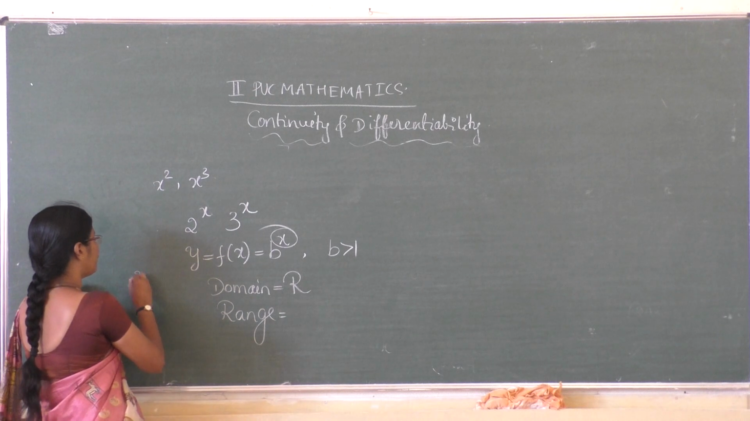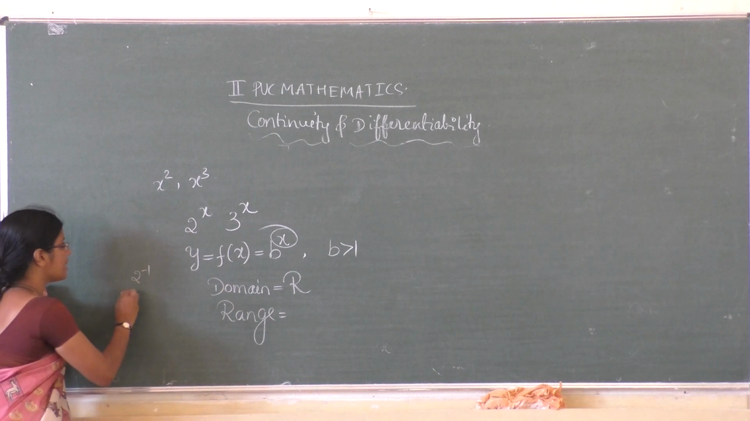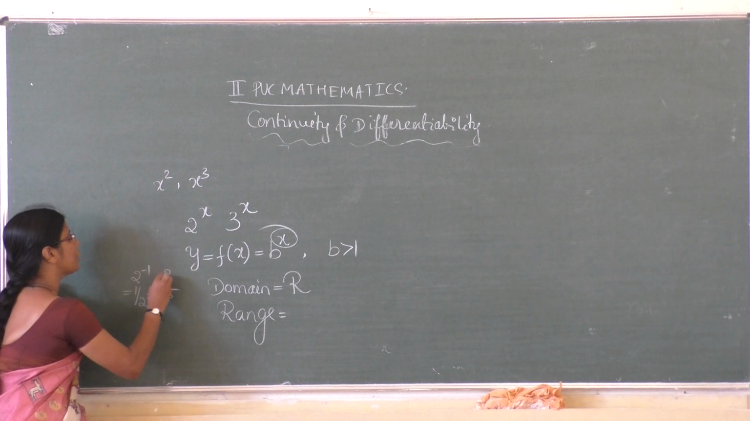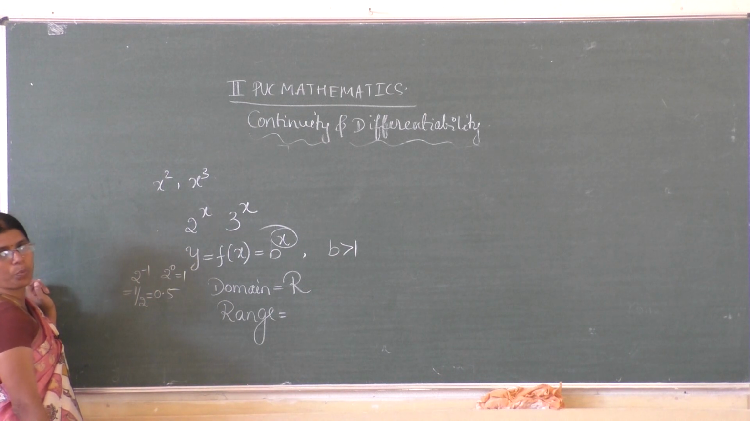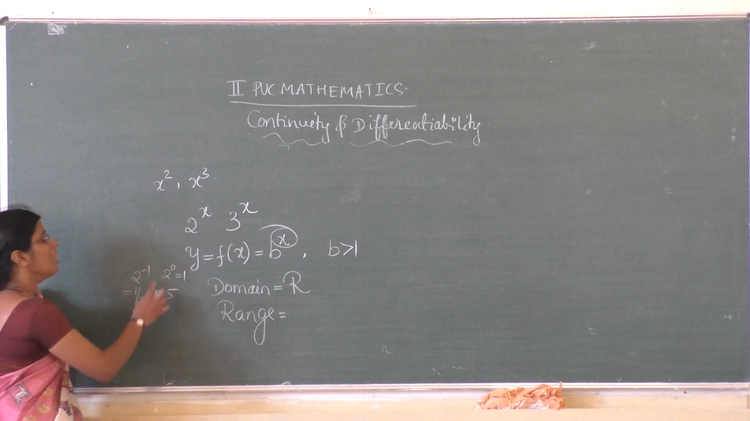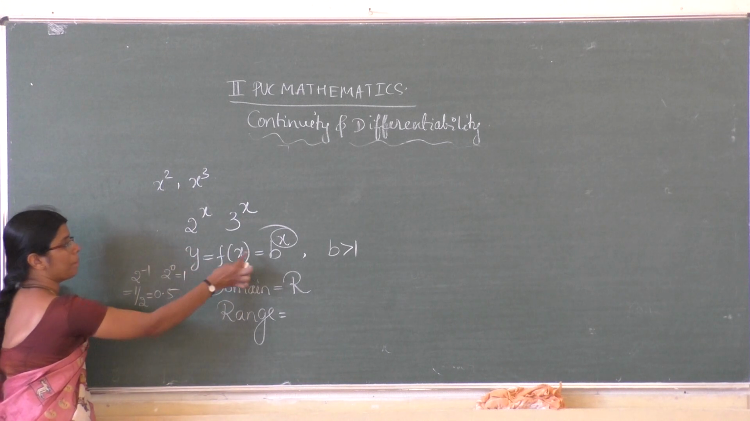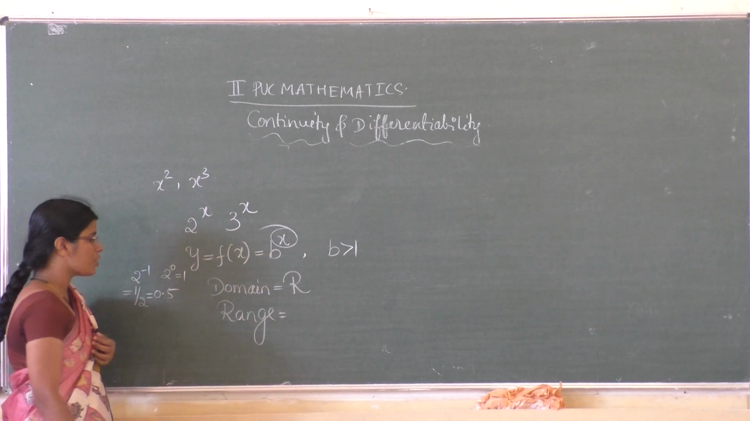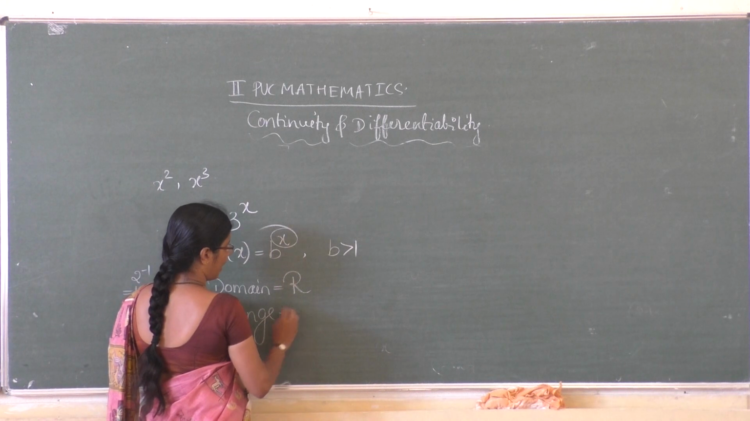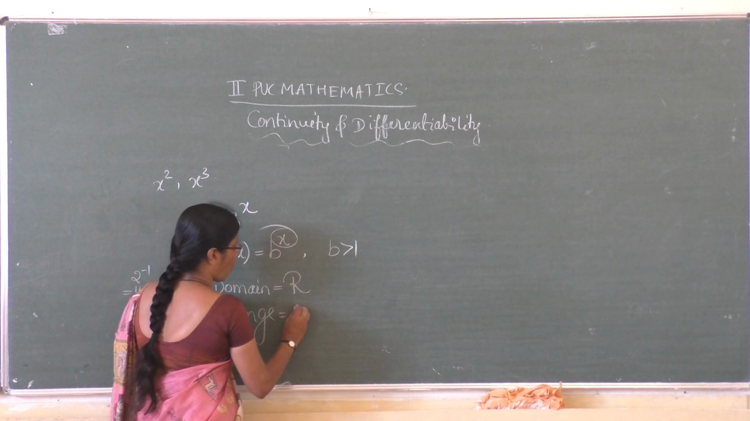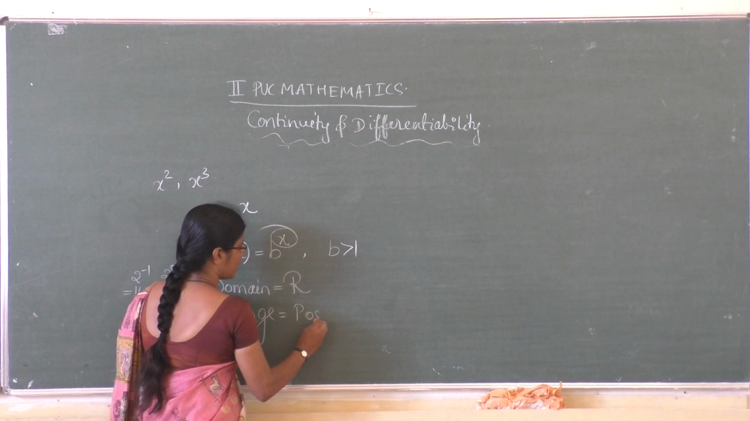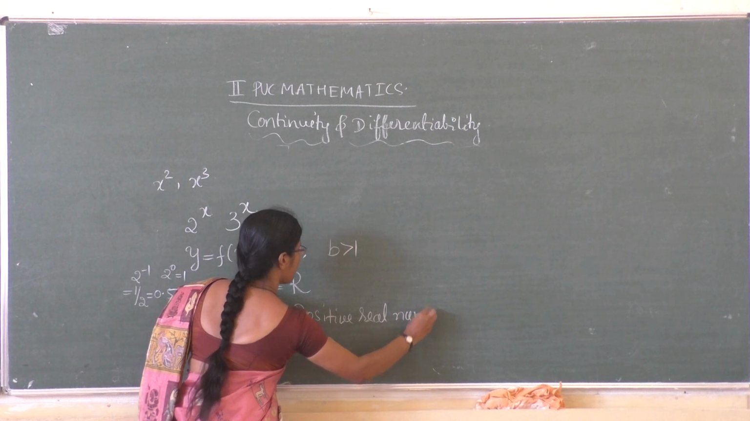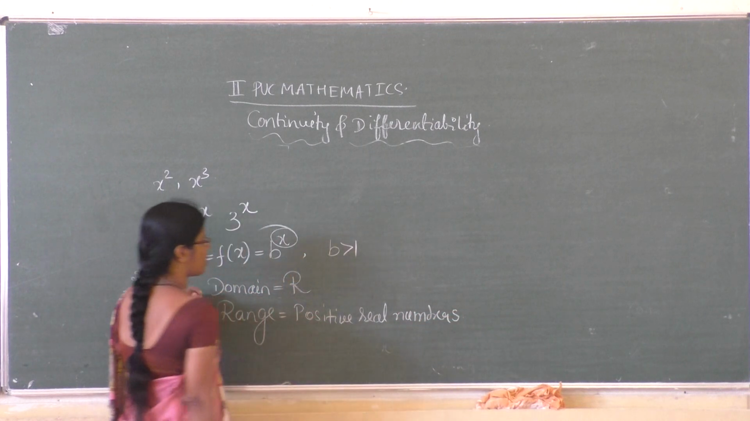See, for example, if you take 2 to the power minus 1, that is 1 by 2, that is positive because it is 0.5. If you take 2 to the power 0, that is equal to 1. So x may be negative, but this number is always positive. So the range of this function is the set of all positive real numbers. So this is about the domain and range.